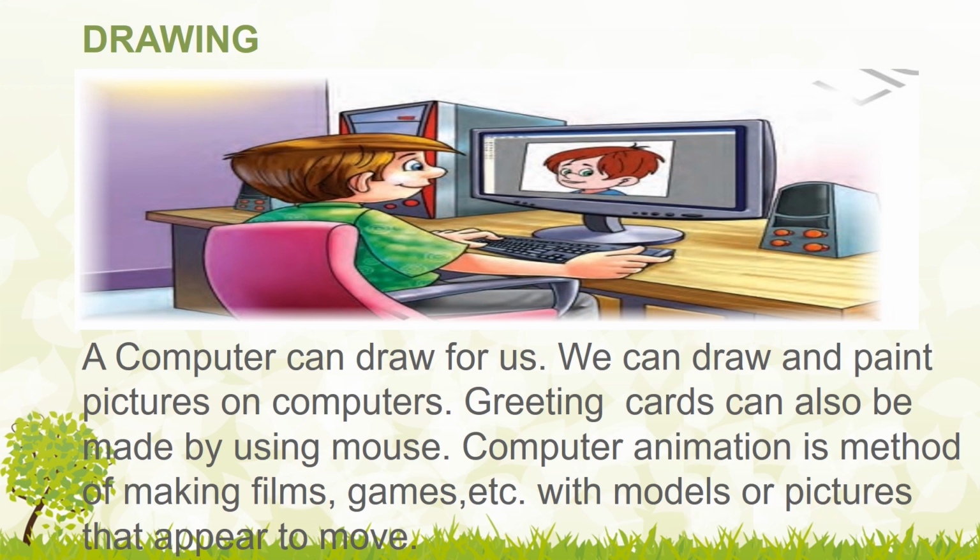Computer animation is the method of making films, computer games, etc. with pictures or models that appear to move. It means various films, various computer games, etc. with pictures or models that appear to move on the screen are made with a method, and that method is called computer animation.